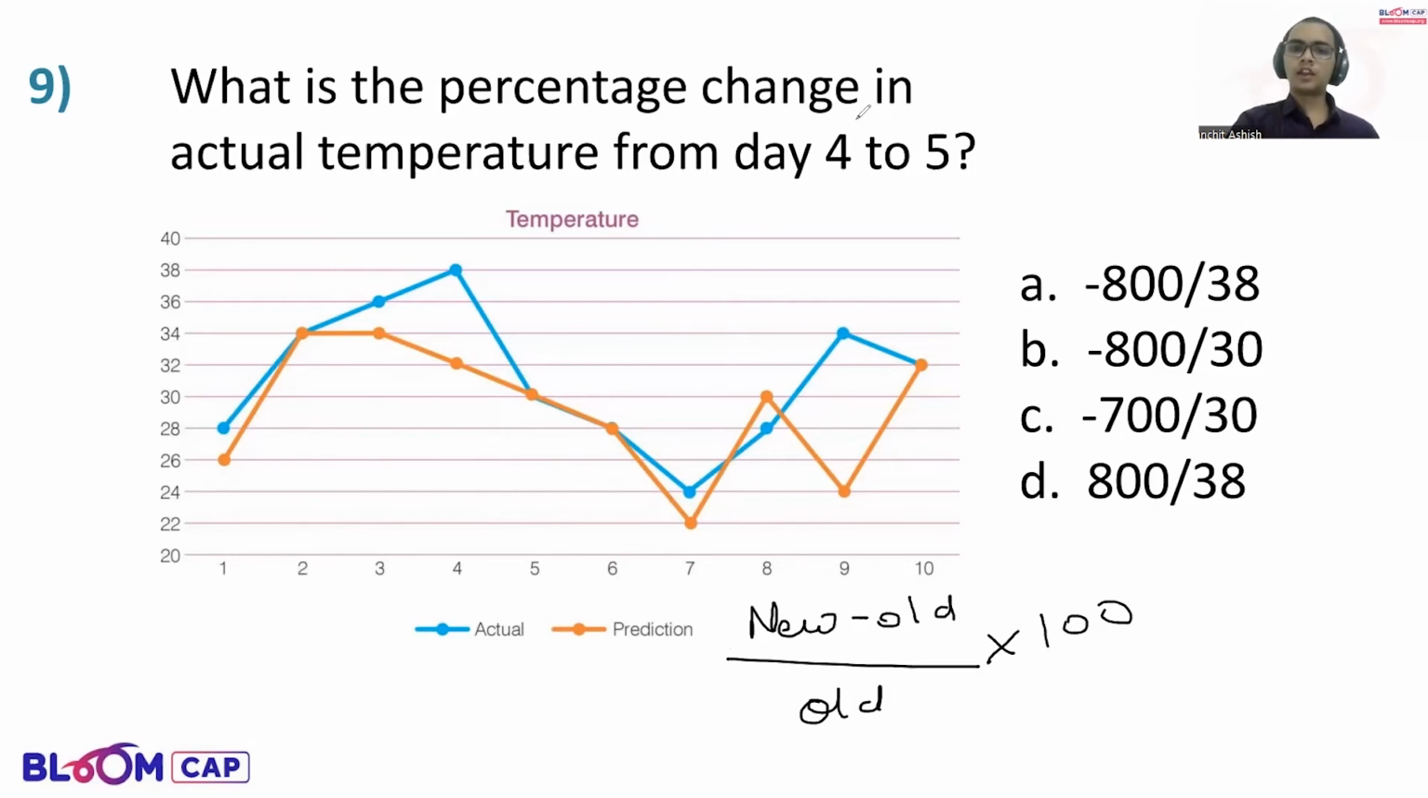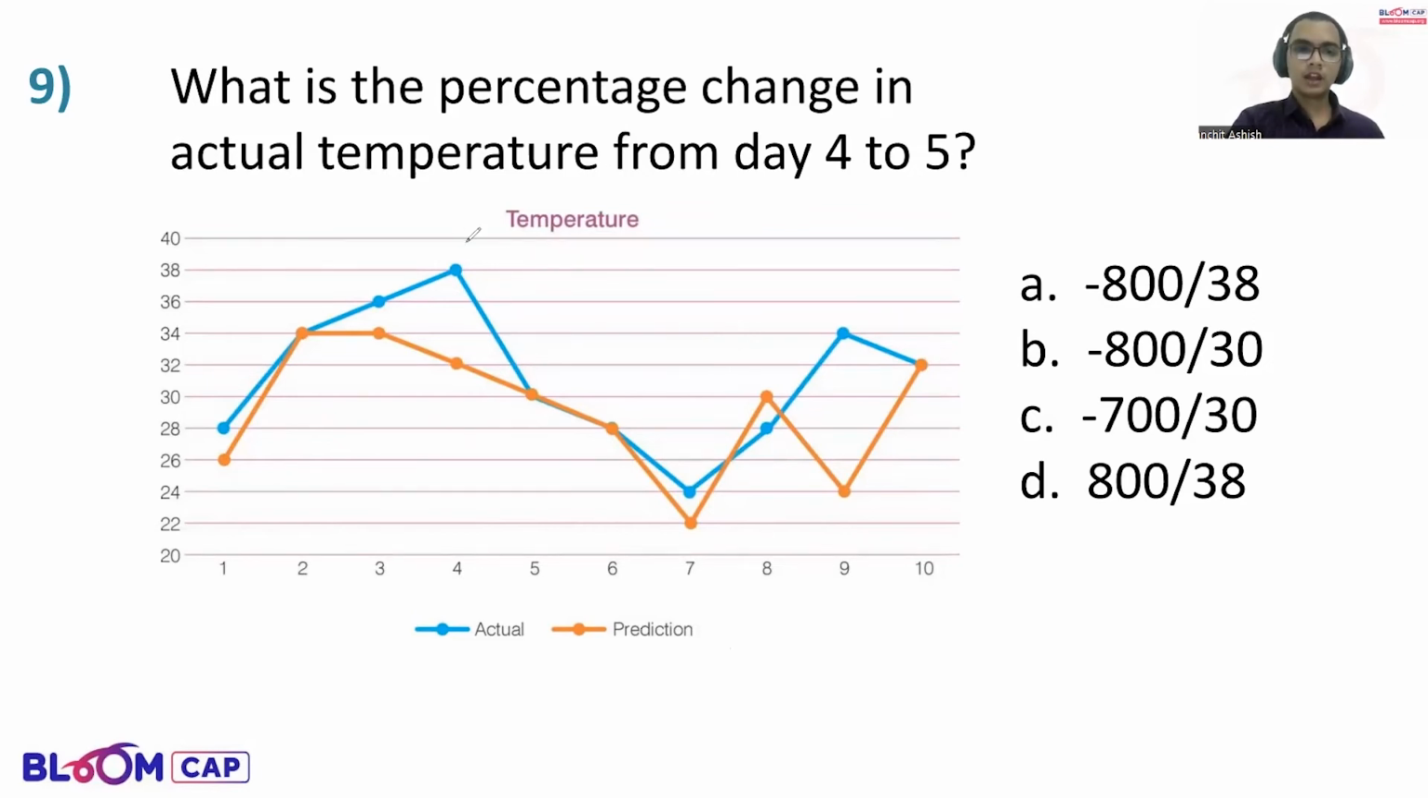Now here we are talking about what was the percent actual temperature from day 4 to 5. We are talking about actual temperature from day 4 to 5, which means the blue line. The blue line's value on the 4th day was 38, and on the 5th day the value was 30. So we'll just apply this in the formula. This will give us 30 minus 38 upon 30 into 100.